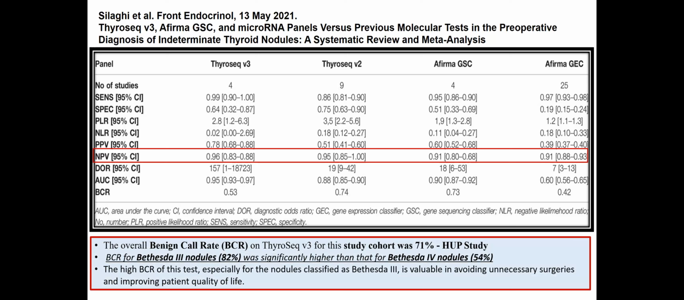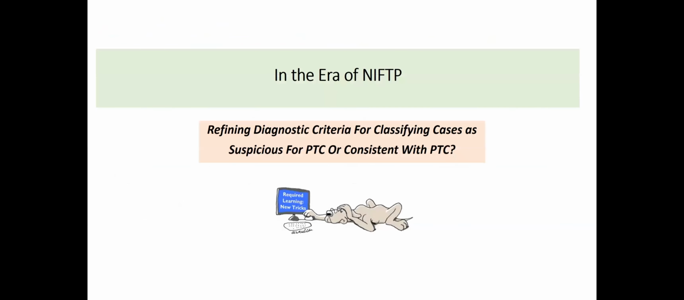And as you can see, this is one of the studies we did, where if you use the molecular test, the benign call rate assesses things that you call Bethesda 3 versus Bethesda 4. So the benign call rate on something that is called atypical is close to 82% when you use molecular, as compared to 54% for follicular neoplasm. What does it mean? It means there are a lot of benign nodules that we are calling either atypical or follicular neoplasm. And that really helps when you do these molecular tests.